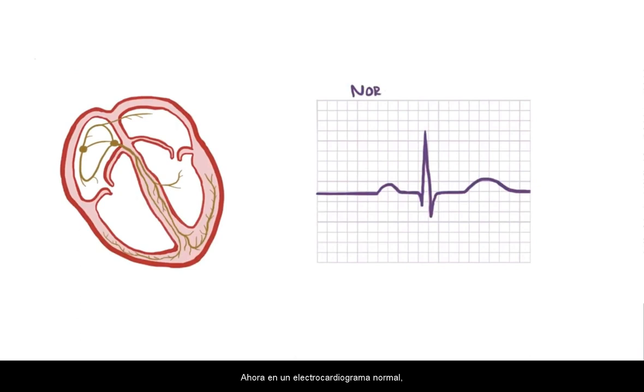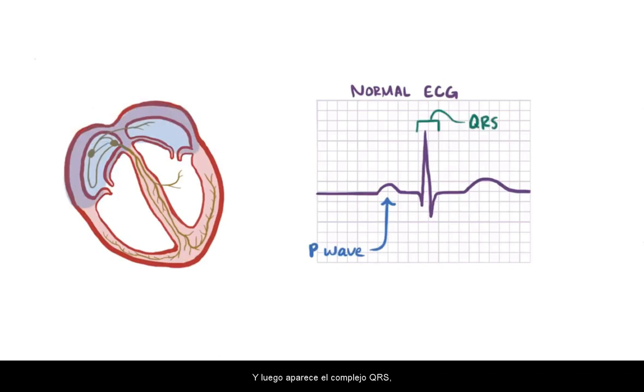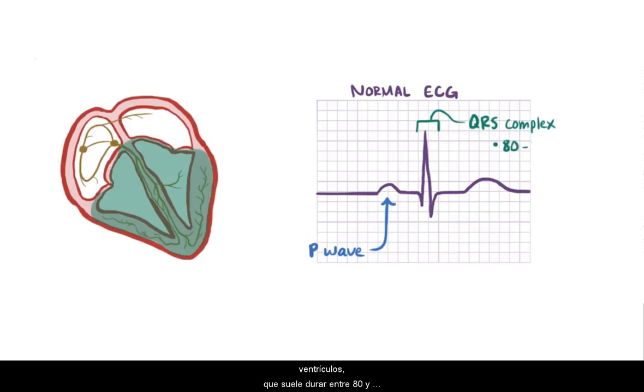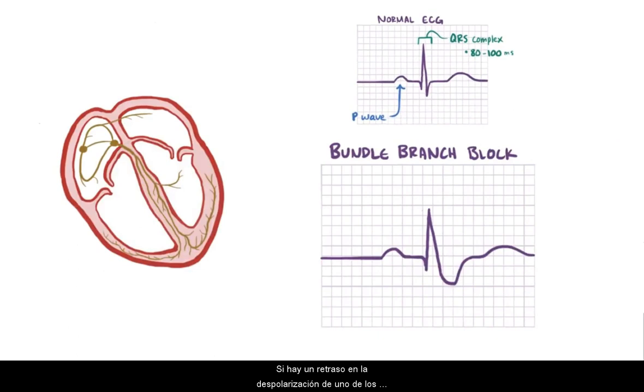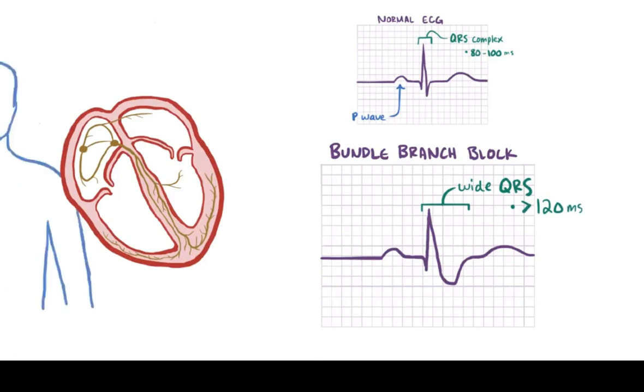Now, on an electrocardiogram, or ECG, normally you have the characteristic P wave, which corresponds to the atria contracting, then the QRS complex, which corresponds to both ventricles contracting, and is usually between 80 and 100 milliseconds long. If there's a delay in depolarization of one of the ventricles, the QRS complex gets wider because depolarization starts on time but ends later than usual. Since now one of the ventricles is contracting late, a QRS complex longer than 120 milliseconds is common to see in a bundle branch block.